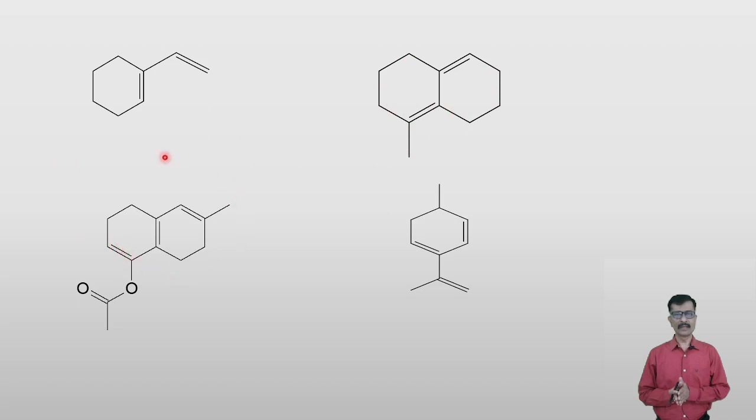Now look at this one. Here double bond, single bond, double bond, single bond, double bond. So it is a diene system. These two double bonds are in the same ring, so it is a homoannular diene.